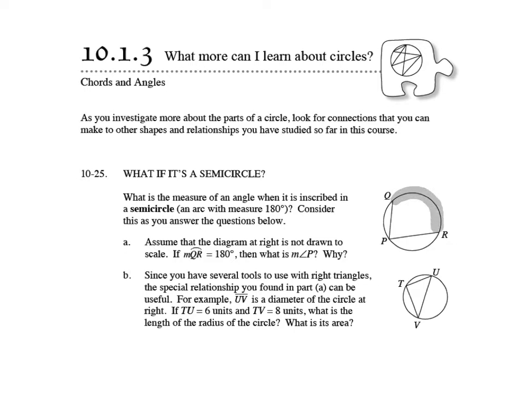So in this case, if QR is 180 degrees, what is the measure of angle P? Well, in this case, angle P has to be 90 because it's half of this intercepted arc that is 180 degrees. But now, because this is a semicircle, if I draw that in, that's a diameter. And now I have a right triangle inside that circle that I can find lengths, find angles, use all my right triangle trig tools. And that's what we're going to do here in part B.